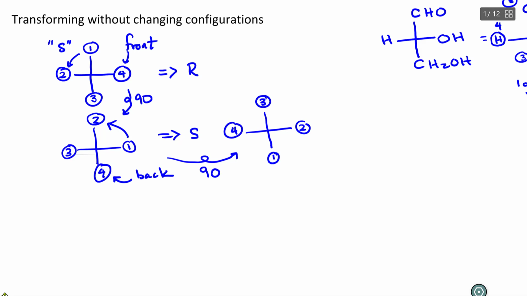So now look what happens. Still 1 to 2 this way, right? But 4 is now in the back. So this is back to R. So it turns out you can turn a Fischer diagram, you can just flip it over on its head 180 degrees, and that's the same Fischer diagram, just turned upside down. It's for the same molecule. But if you turn it 90 degrees, then it's a different molecule.